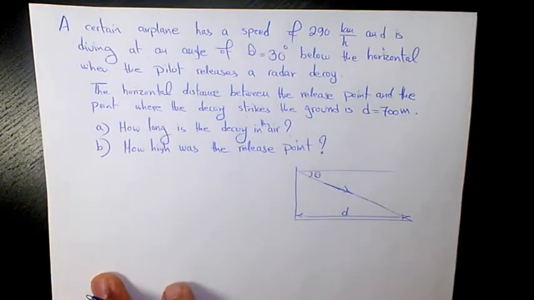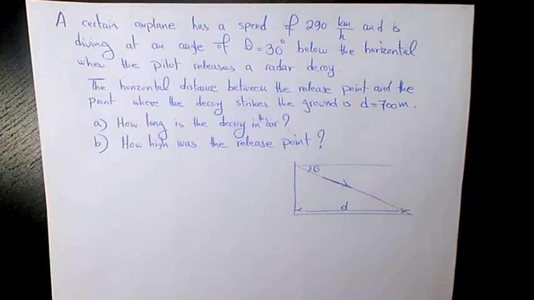In this example, we have an airplane with a speed of 290 kilometers per hour, diving at an angle of theta equals 30 degrees below the horizontal line when the pilot releases a radar decoy. The horizontal distance between the release point and the point where the decoy strikes the ground is 700 meters. Two questions: first, how long is the decoy in the air? And how high was the release point?